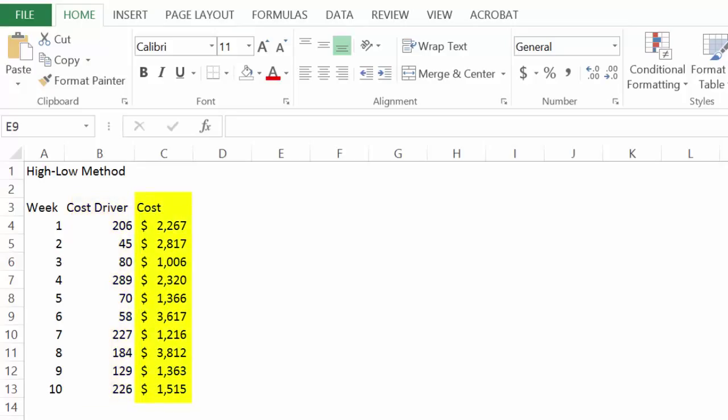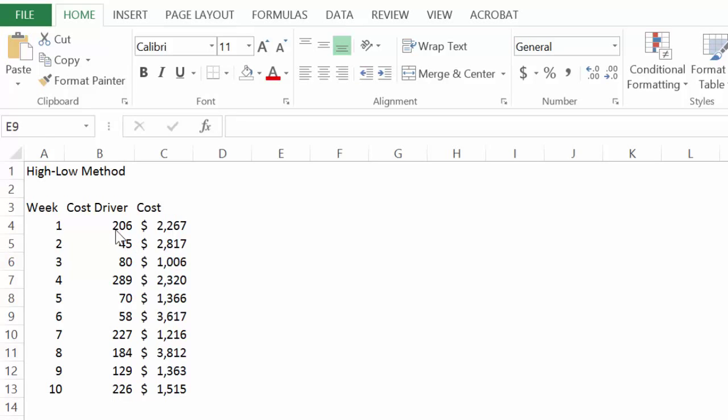And then in column C, we have the actual costs that we've accumulated themselves. So this may be the cost that we spent producing whatever our widget is. And we want to know, for example, is it true that if we use 206 of our drivers, that our cost will always be around $2,267? We want to be able to predict that. So the first step is to do a scatter plot.